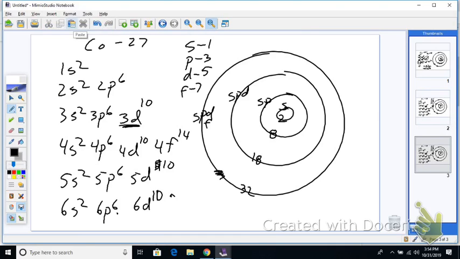Okay, so we're going to do one that goes through the F's, and we're going to pick osmium. Osmium's element 76. So we look to see where osmium's at. It's in the 6th period. We're going to pick xenon out. Now xenon's in the 5th period. So we'll go to xenon.